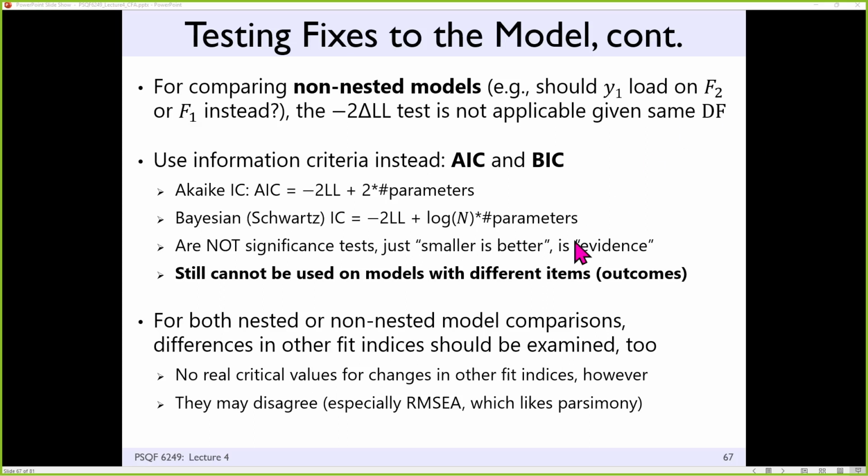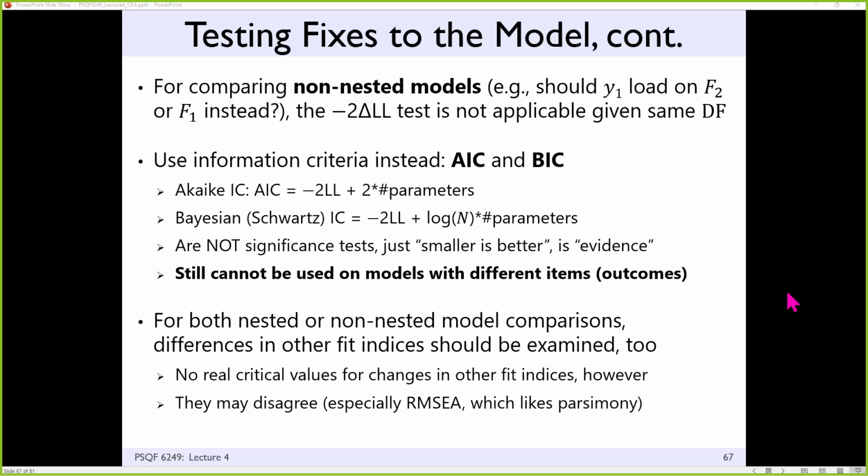Here's one that I bet someone will mess up because it has happened every single semester I've taught this. Are you listening? Do I have everyone's attention now? Yeah? This one. If you take items away, that's not nested. That's not comparable. So if you have an item that looks like it doesn't load very well and you want to just pull it out of the model, that's not a comparison you can make.